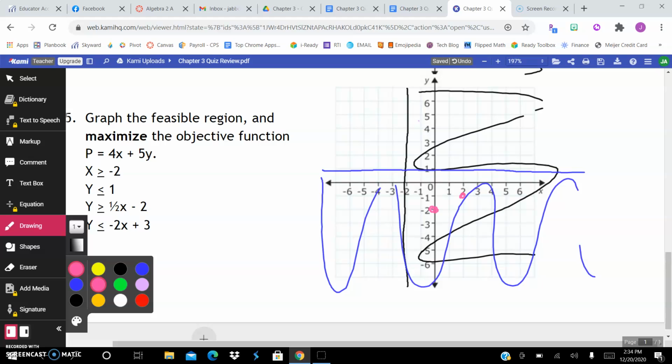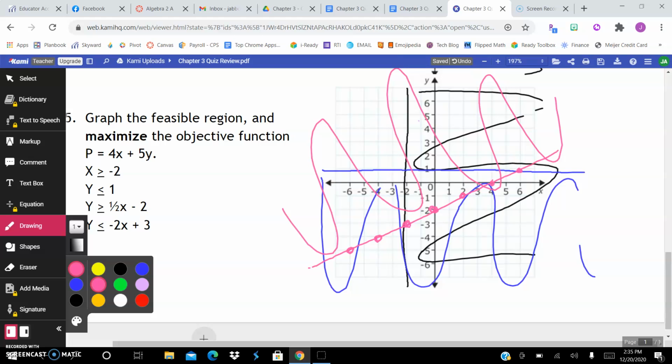And I suggest doing this all the way to the end of each side because then you can get your exact points at where your lines cross. So to go backwards, we would have to go down 1 and back 2. And it's a solid line. And y is greater, so we are going to shade above this.